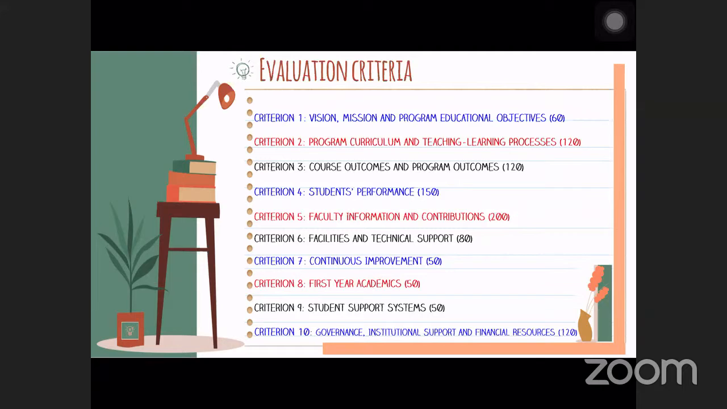Now, because there are certain criteria, the team of evaluators which visit the institution will evaluate the institution based on each criterion. For evaluating a particular entity on a particular criterion, the team will have to look at certain evidences. For example, the vision, mission, program educational objectives, criterion number 1, 60 marks. Now, what is your vision? What is the mission? What are the program educational objectives? And how did the institution formulate this vision, mission, and program educational objectives? All these things need to be verified by the team.